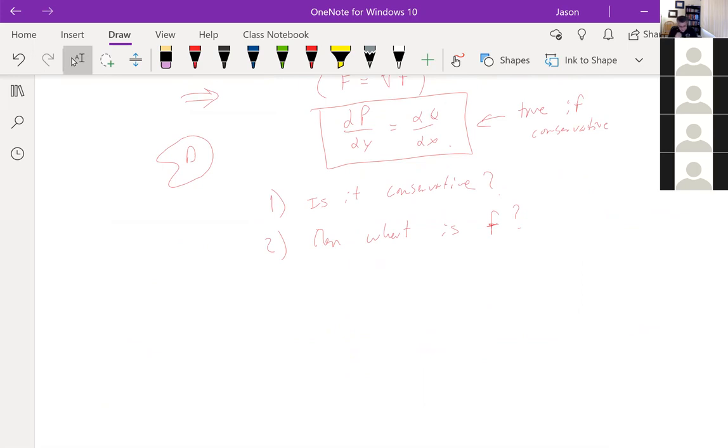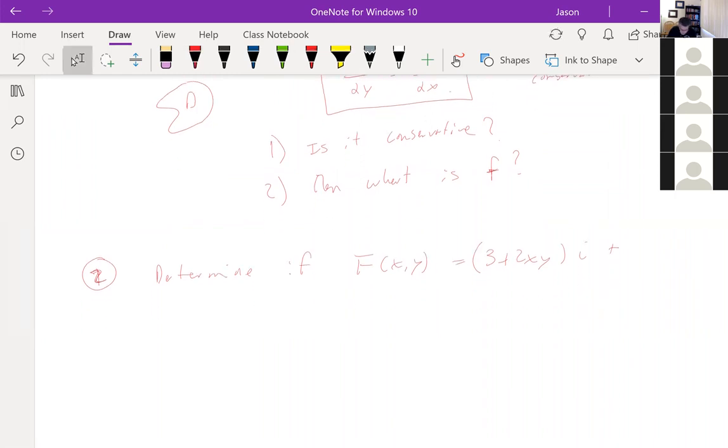Let's do an example here. Example 2: determine if F(x,y) equals (3 plus 2xy) i plus (x squared minus 3y) j is conservative.